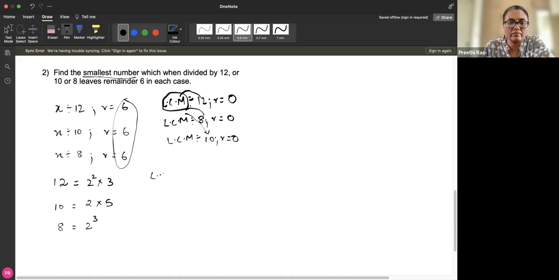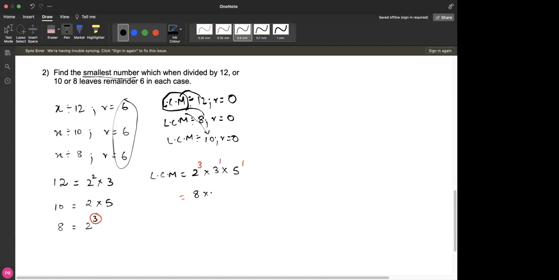What is the LCM? We have to include all the prime factors, 2, 3, and 5, and we have to take the highest exponent. The highest exponent of 2 is 3, and 3 is 1, 5 is 1. 2 cube is 8. 8 into 3 into 5 is how much? 120.